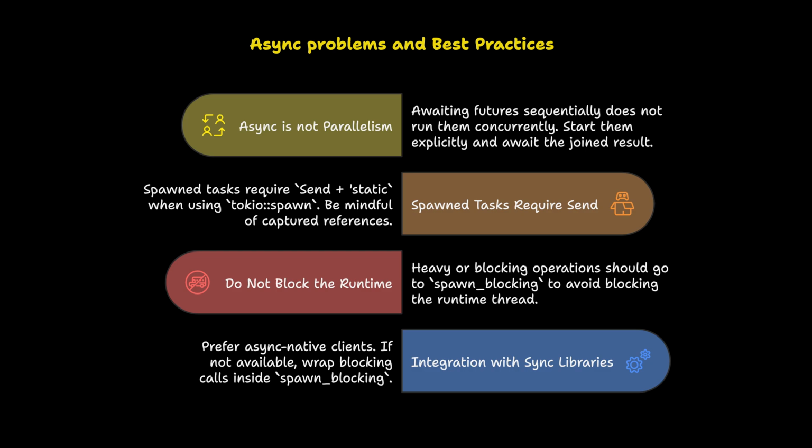Fourth, integration with synchronous libraries. Many third-party libraries still expose blocking APIs, synchronous HTTP clients, database drivers. In async code, prefer async native clients, reqwest's async client, tokio-postgres, etc. If not available, wrap blocking calls inside spawn_blocking.